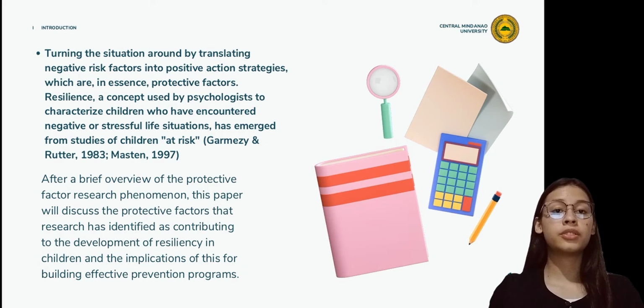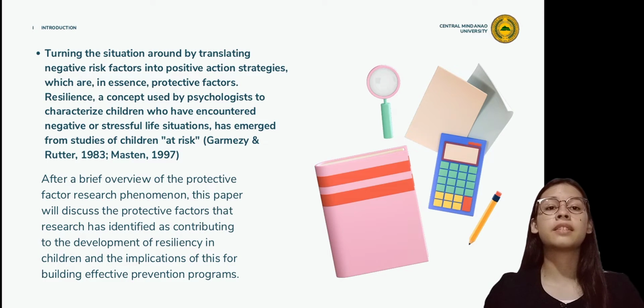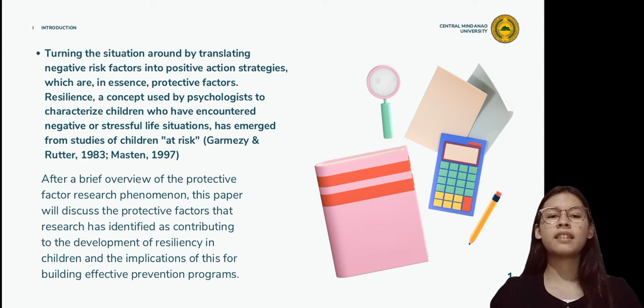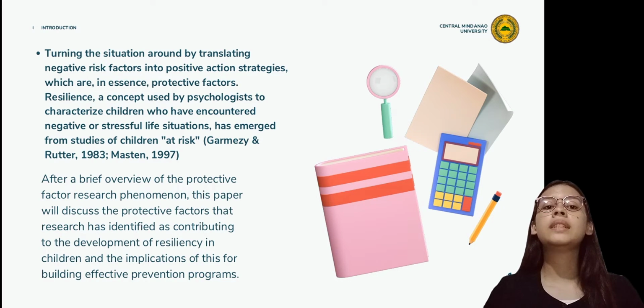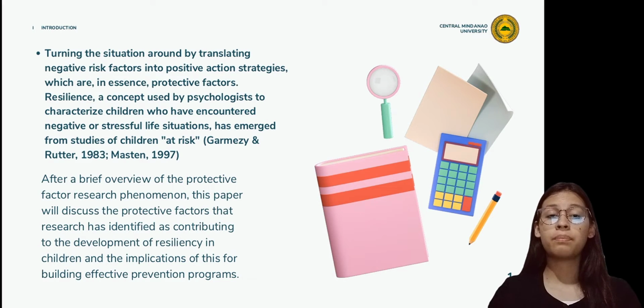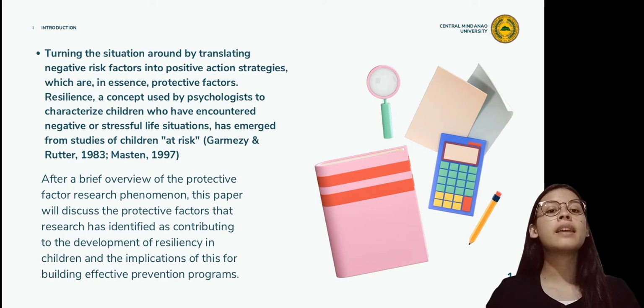According to Garmezy and Rutter in 1983 and Mason in 1997, turning the situation around by translating negative risk factors into positive action strategies, which are in essence protective factors, resilience, a concept used by psychologists to characterize children who have encountered negative or stressful life situations, has emerged from studies of children at risk. After a brief overview of the protective factor research phenomenon, this paper will discuss the protective factors that research has identified as contributing to the development of resiliency in children and the implications of this for building effective prevention programs.